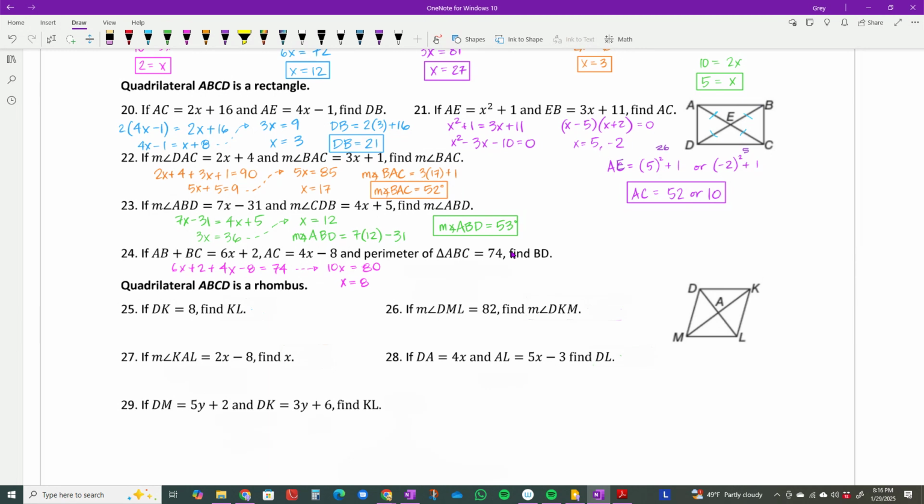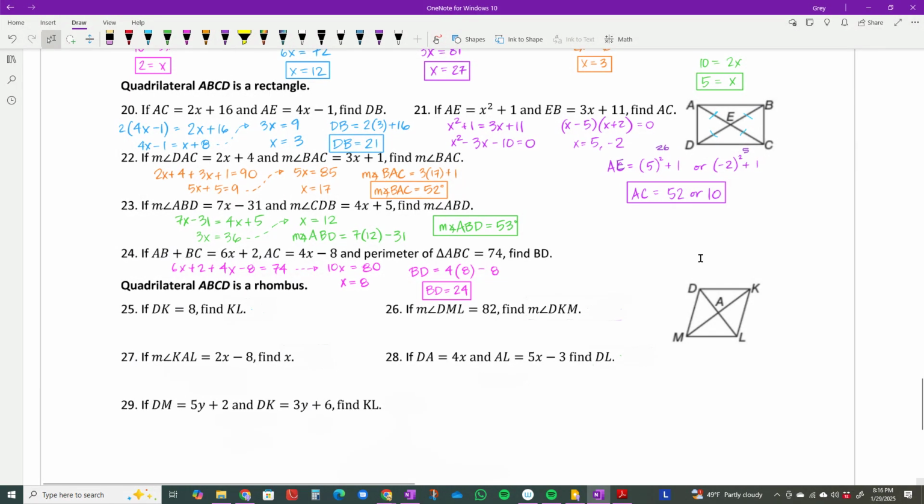And they're asking me for the length of BD. And BD is the same as AC. So I'm going to plug that in. BD is going to be 4 times x minus 8. X, of course, is 10. So that means that BD is equal to 32.